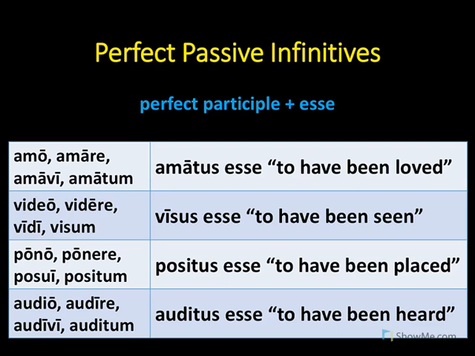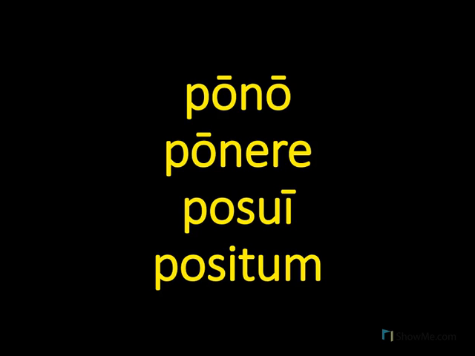And we translate this as to have been blanked. So our examples are to have been loved, to have been seen, to have been placed, and to have been heard. Okay, let's take a look at a perfect active infinitive now. And before we do that, let's remind ourselves of the four principal parts of this verb: pono, ponere, posui, positum. Think about those four principal parts: pono, ponere, posui, positum.